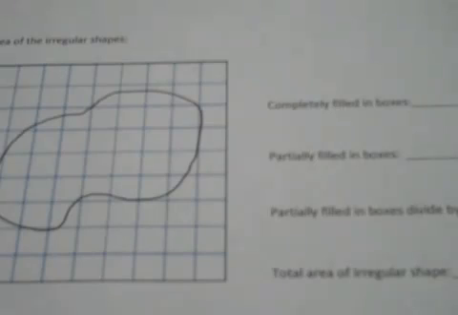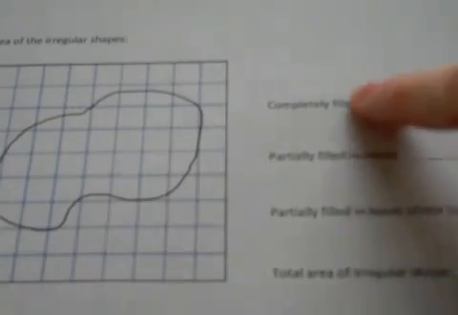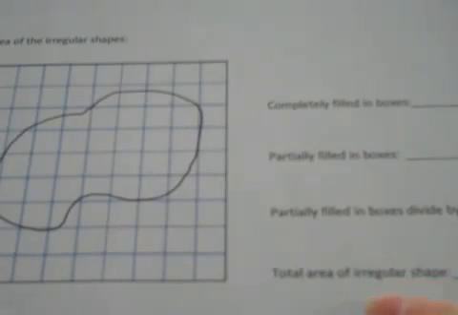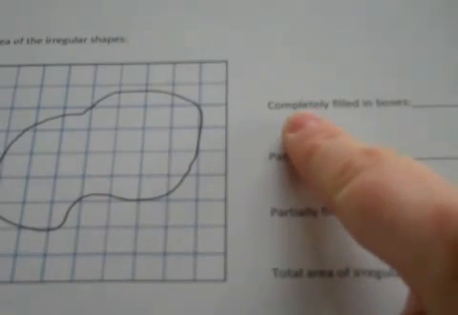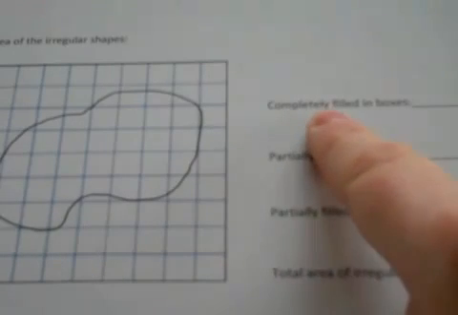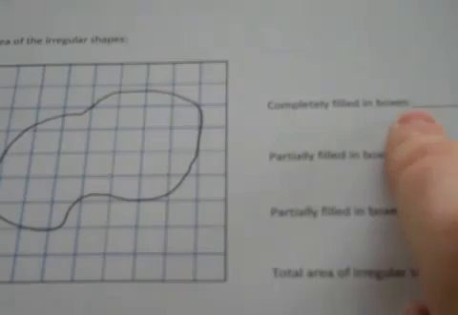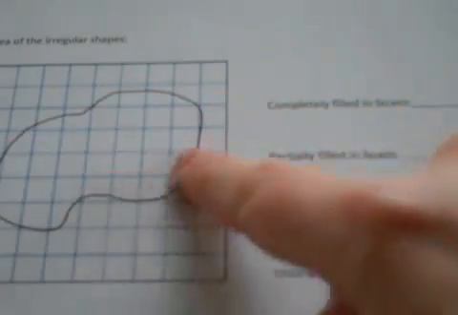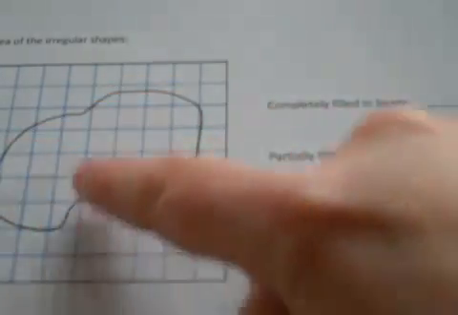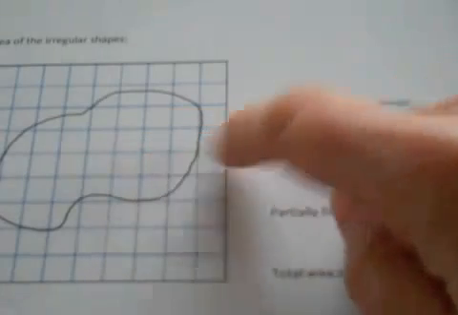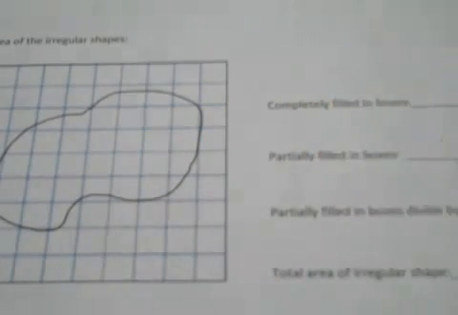Alright, now we're going to practice finding the area of irregular shapes. If you notice, I gave you a set of prompts over here that will help you find the total area of your irregular shape. The first thing we want to do is find out how many are completely filled in boxes, meaning that when I look at this irregular shape that I've drawn, I'm going to come through and color all of the grid squares that are completely inside of this irregular shape.